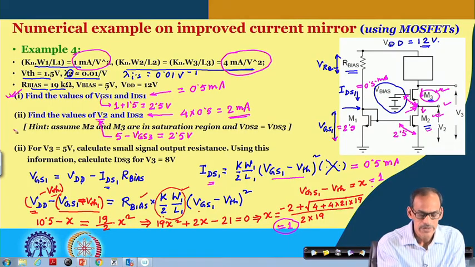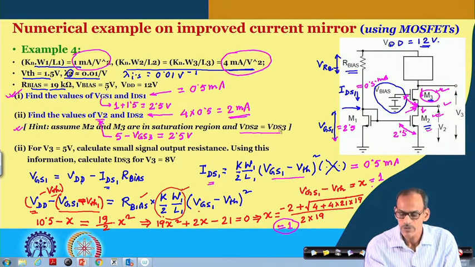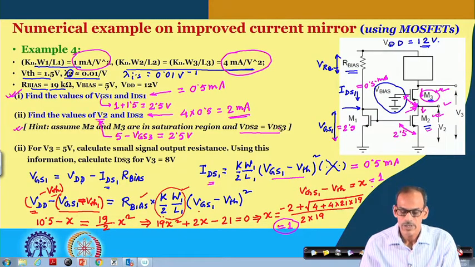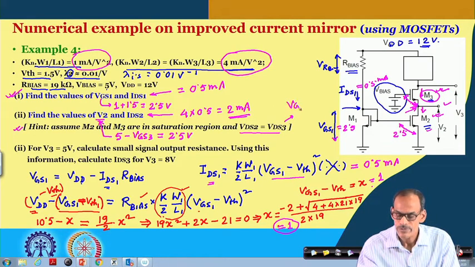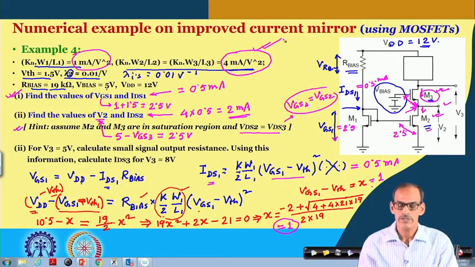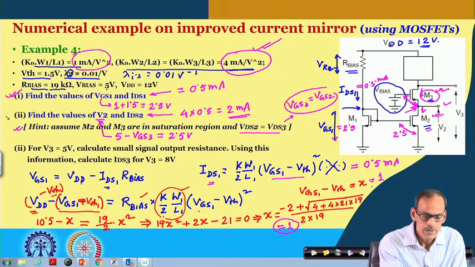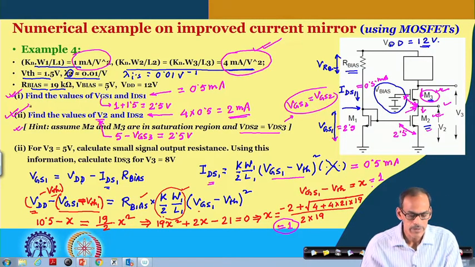In fact, this is the hint given, that we can consider both the transistors to be in saturation, and if we assume that VDS of the two transistors ensures that VGS3 equals VGS2, because we have the same transconductance for the two transistors. Now we have solved this part.